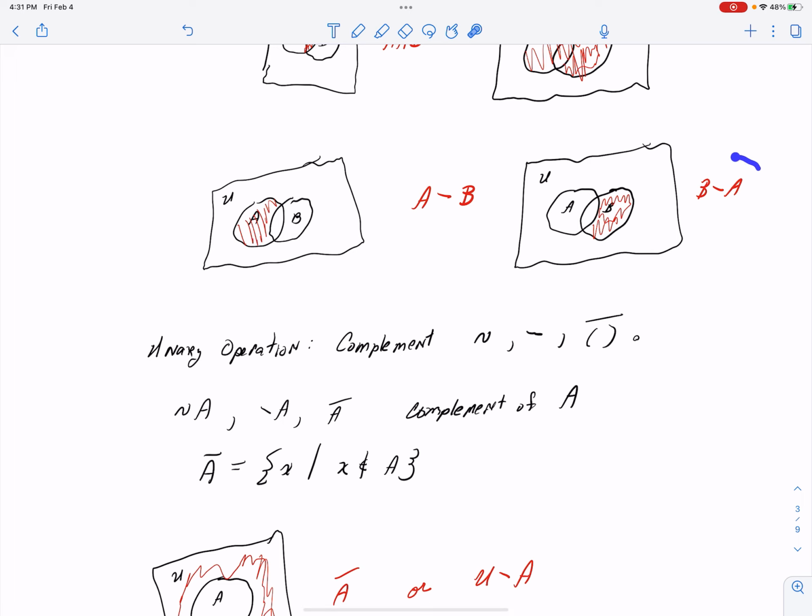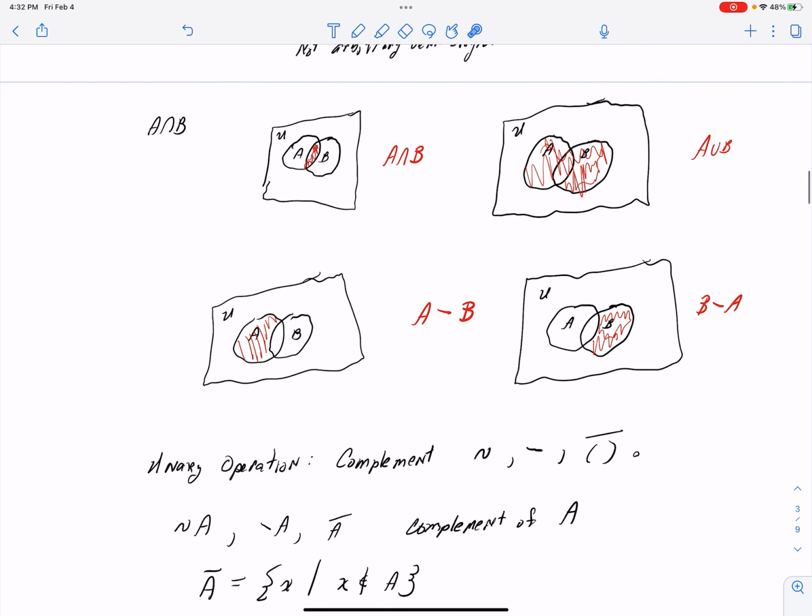By the same token, if I wanted B not A, I would start with everything in B, but then I'd throw out stuff that happened to be in A. And that would leave me with this piece over here. So there are some pictures of arbitrary Venn diagrams for these binary operations that we talked about before.